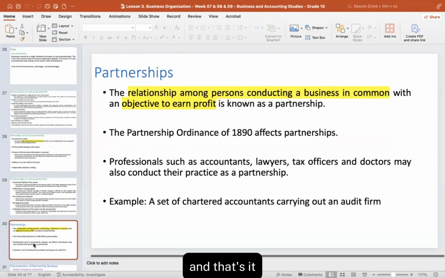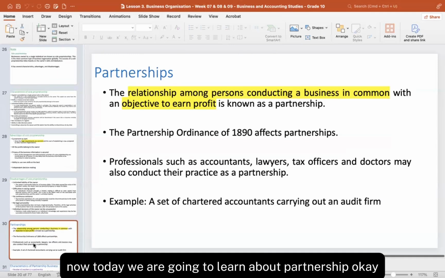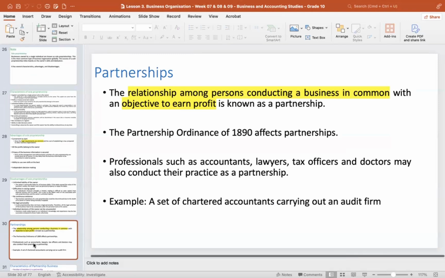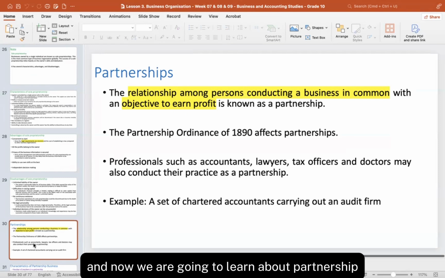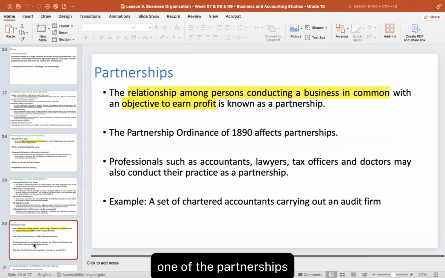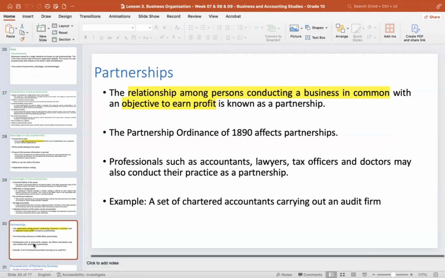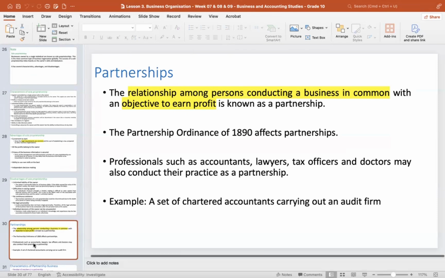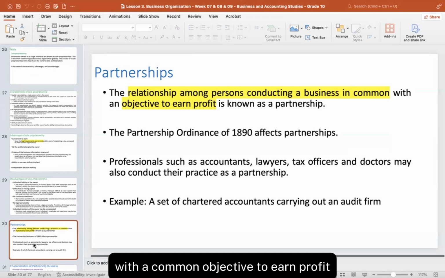And that's it. Now today we are going to learn about partnership. Okay, we learned about sole proprietorship and now we are going to learn about partnership. මොනවද මේ partnerships කියලා කියන්නේ? The relationship among persons conducting a business with a common objective to earn profit is known as a partnership.